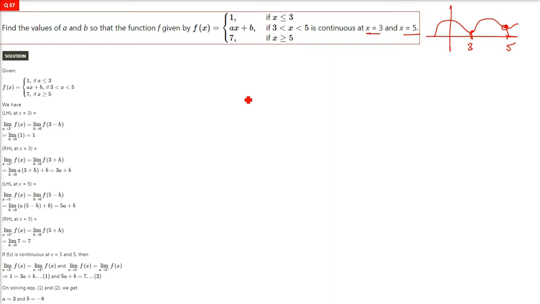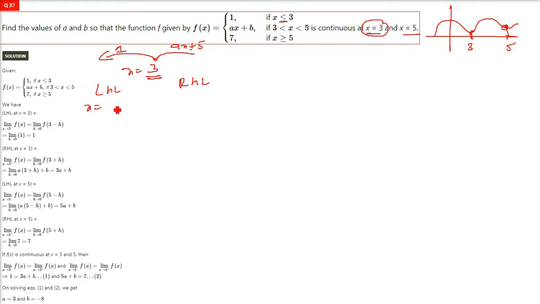Okay, so how do we do this? We'll start with x equals 3. So this is the point 3, x equals 3. And we move back because x is less than or equal to 3 here. It is a constant, so it will always remain a constant. It doesn't have any x, so putting any value for the limit or not putting won't affect. But on the right hand side, if you go above 3, it is ax plus b. So we'll take the left hand limit and right hand limit, and we'll equate them.